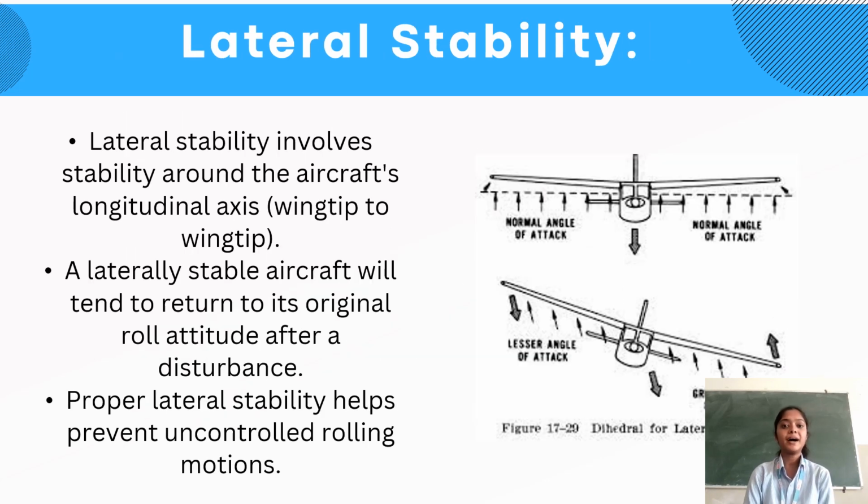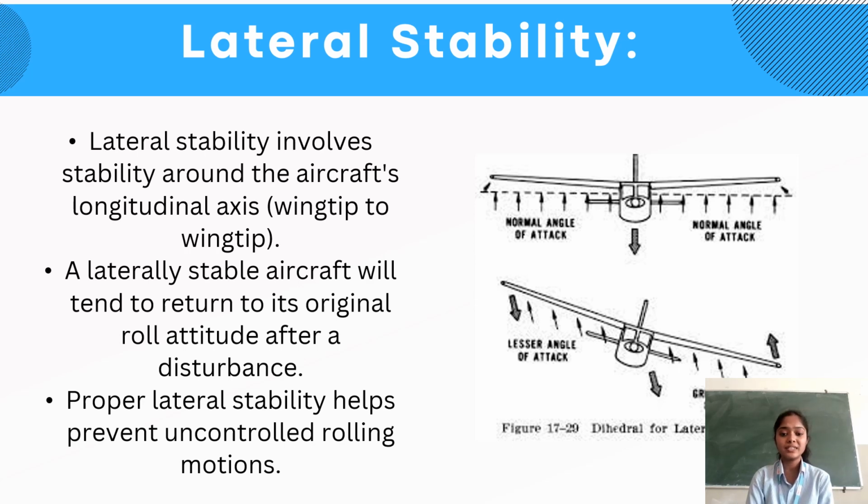Moving to the next part, which is lateral stability. The lateral stability involves stability around the aircraft's longitudinal axis, that is the wingtip to the wingtip. A laterally stable aircraft will tend to return to its original roll attitude after a disturbance. Proper lateral stability helps prevent uncontrolled rolling motions. The dihedral angle, which is the angle between the two wings when viewed from the front, also plays a role in lateral stability.